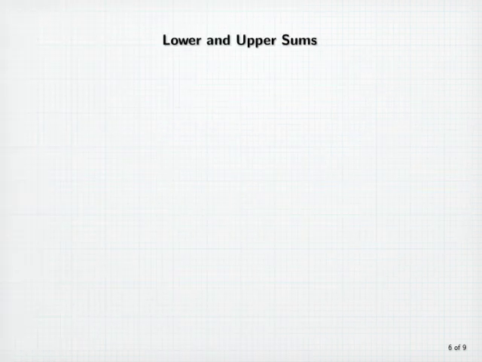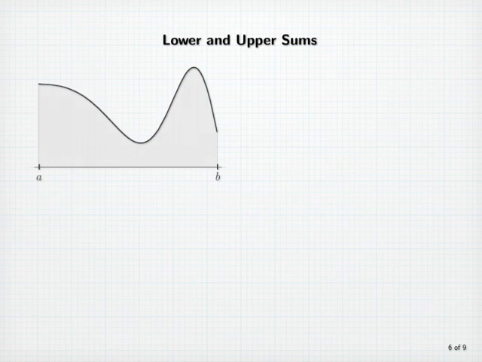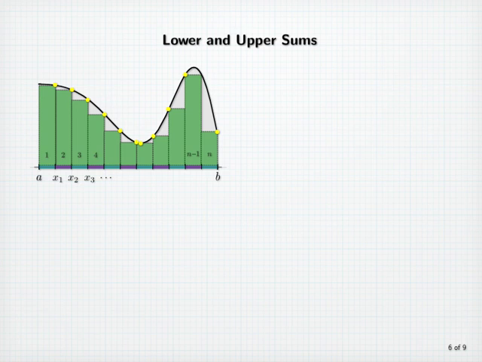Lower and upper sums. For a continuous function, it's always possible to choose our evaluation points so that our rectangles lie strictly underneath the curve. To do this, we simply let x hat sub i be the place at which the function has its minimum value over the corresponding subinterval. Such rectangles are called inscribed rectangles, and the corresponding sum is the nth lower sum for our function on the interval AB.